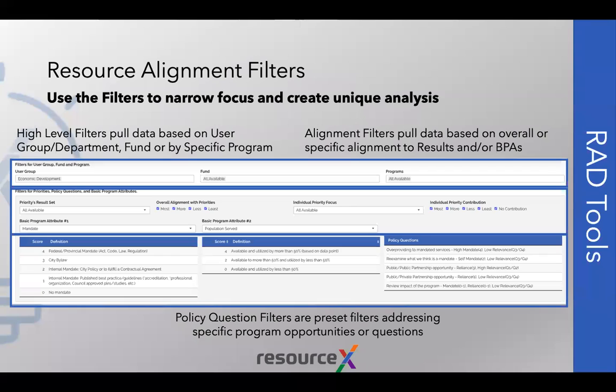So for instance, right now we're showing mandate and population served, but if you clicked on that first policy question, over provided to mandated service, you will see the table on the left will update to a mandate of 4. It is highly mandated. And then the low relevance will be those programs that scored and fell into quartiles 3 and 4. Those two parameters will pull a list of programs for you to review.